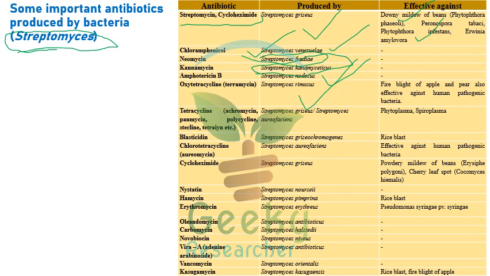And blasticidin is produced from Streptomyces griseochromogenes. And chlortetracycline is isolated from Streptomyces aureofaciens. Cycloheximide is isolated from Streptomyces griseus. Nystatin is isolated from Streptomyces noursei. Hygromycin is isolated from Streptomyces hygroscopicus. Erythromycin is isolated from Streptomyces erythreus. Oleandomycin is isolated from Streptomyces antibioticus. Carbomycin is isolated from Streptomyces halstedii.